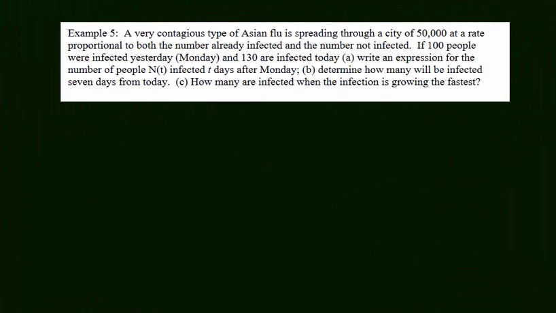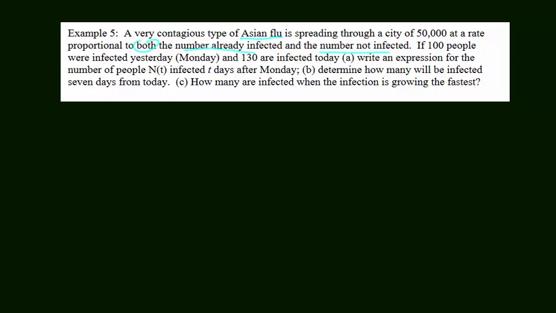Now, let's lighten up the mood with talk of the Asian flu. Okay, a very contagious type of Asian flu is spreading through a city of 50,000 at a rate proportional to both the existing already affected and the number not affected, the 50,000. If 100 people were affected today, and so on.